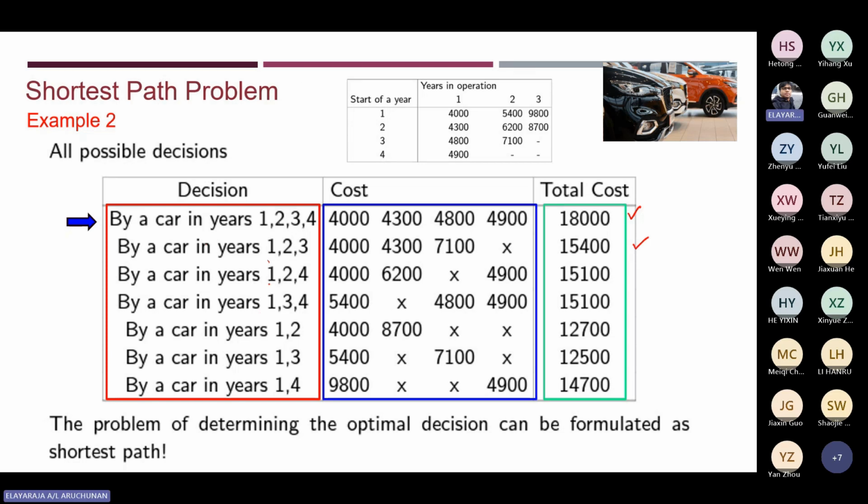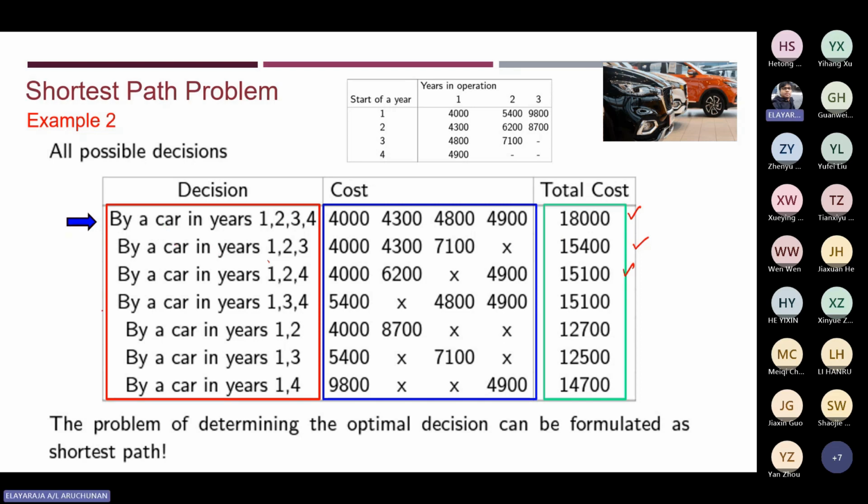Likewise, when you buy a car in year 1, followed by the second year, you just keep that car, and then after 2 years you find the replacement, which becomes 6,200. Then in the third year you don't buy any car, you just keep the same car. In the fourth year you buy another new car, which is 4,900. So the total gives you 15,100. Maybe you can assume that it's in dollars.